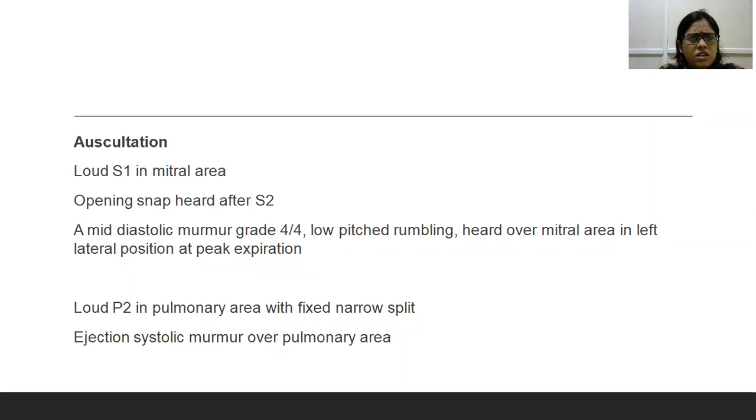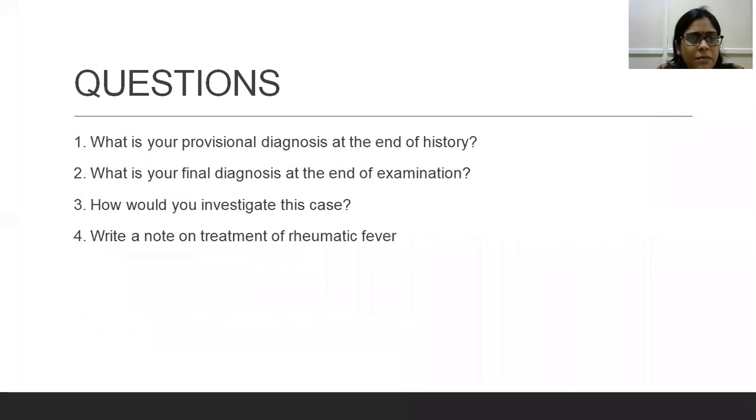Your other systems are all normal. I didn't mention them, but based on this history and this examination, what is your provisional diagnosis at the end of history? What is your final diagnosis at the end of examination? What investigations would you like to do on this case? And write a note on the treatment of rheumatic fever. So take this as a bit of homework.